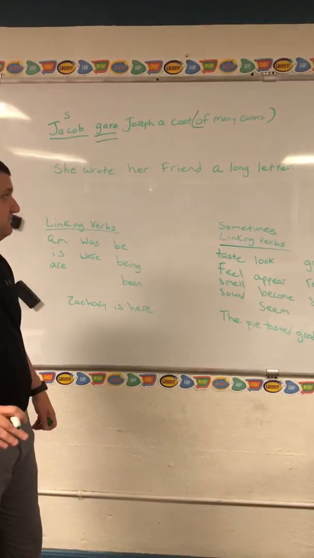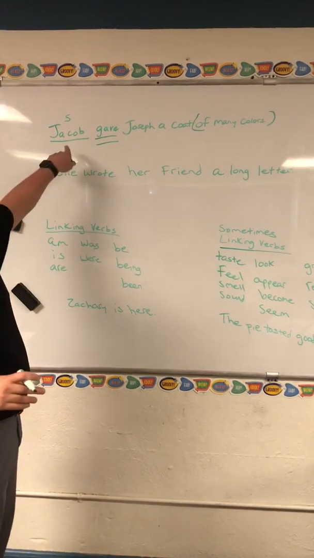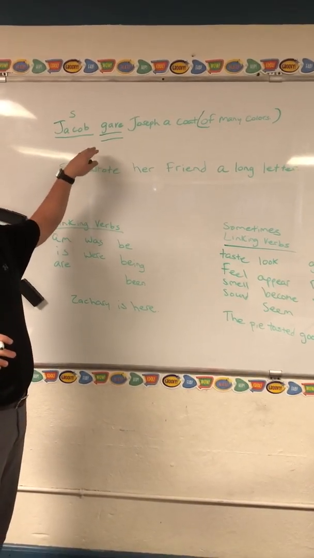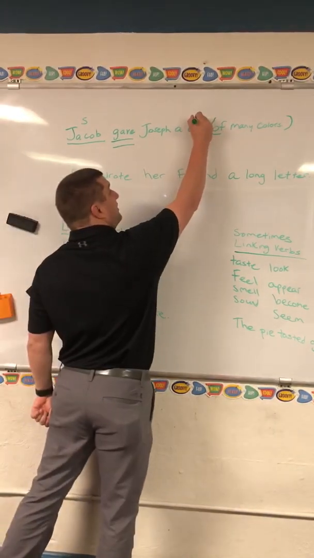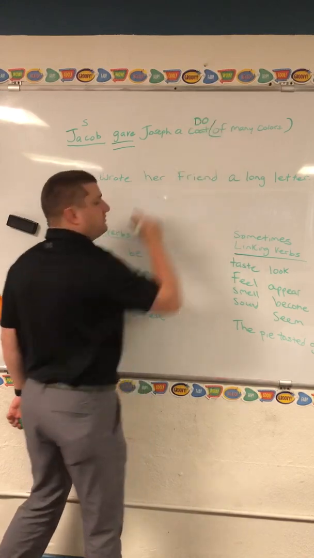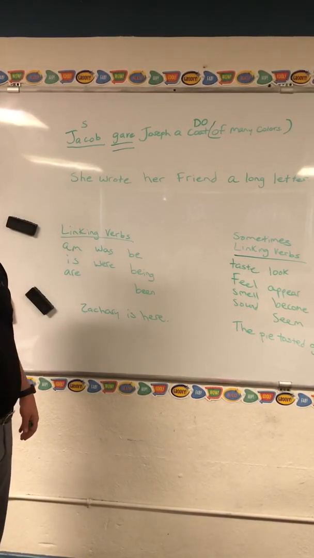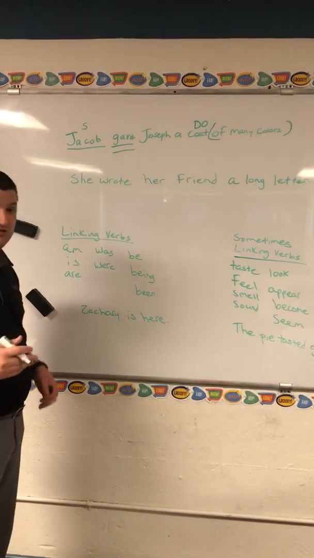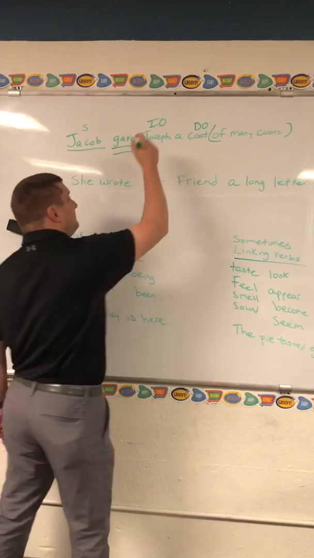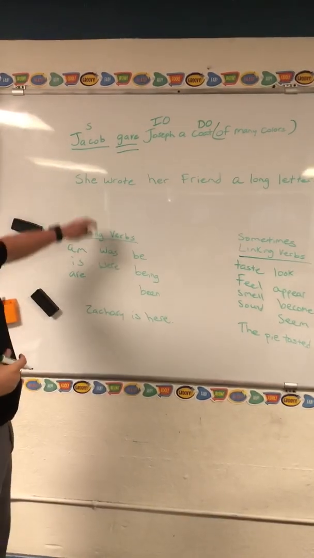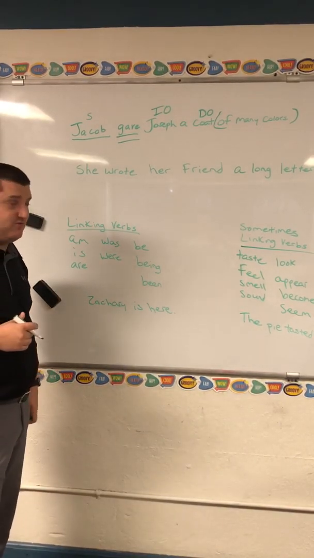Now you need to find the direct object. Remember, the direct object is pretty much what the verb did. So Jacob gave. What did Jacob give? He gave a coat. So coat is your DO, or your direct object. Who did he give a coat to? Joseph. So Joseph is your IO, or your indirect object. So that is how you would mark this sentence for number 1.